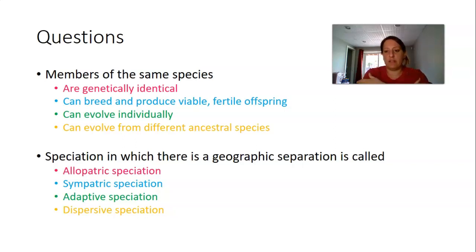Anytime that there is a geographic separation, whether it's a mountain range or a river or an ocean, any type of physical barrier that keeps two populations of the same species separated, that's going to lead to speciation. That's going to lead to those two populations evolving along different lines, evolving in different ways because they're geographically separated from each other. They're not mating. Remember that sympatric means same country. That's still speciation, but there's not a geographic or physical barrier separating two populations of the species. And the other two we didn't talk about.